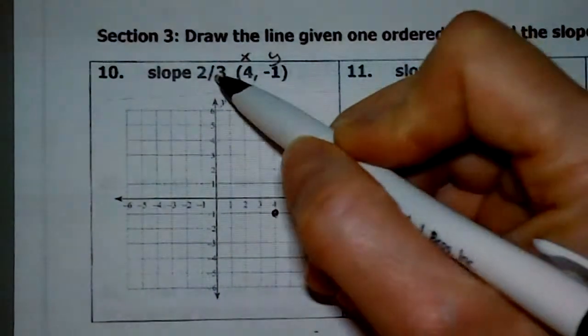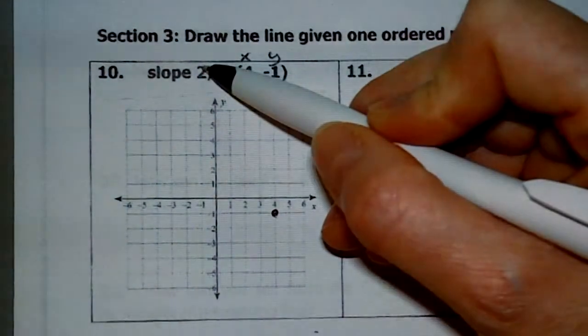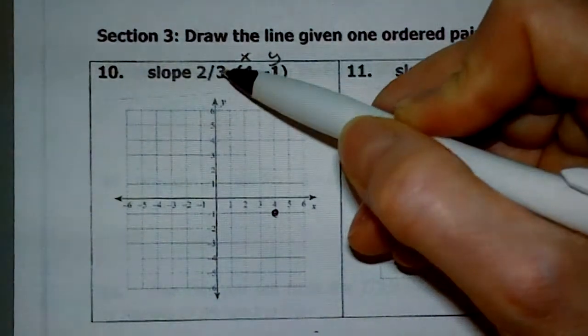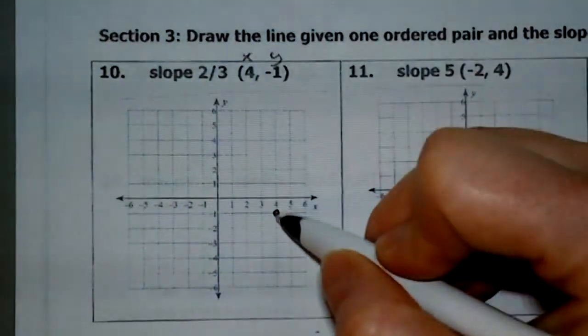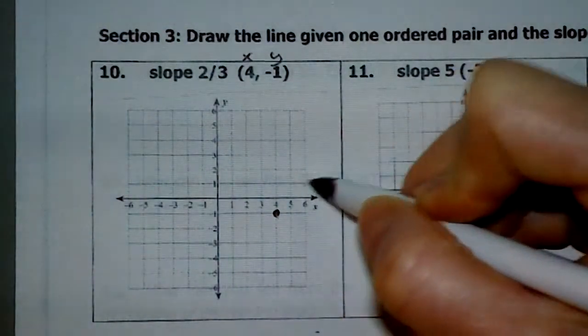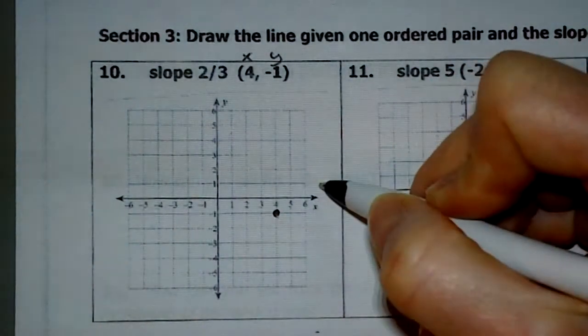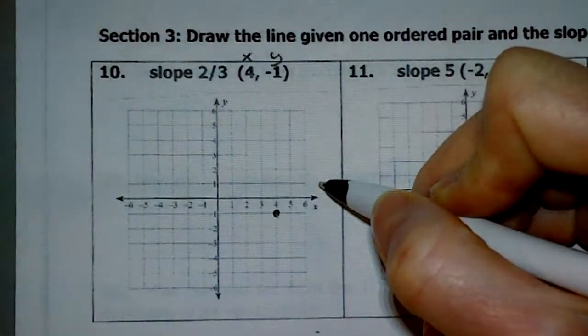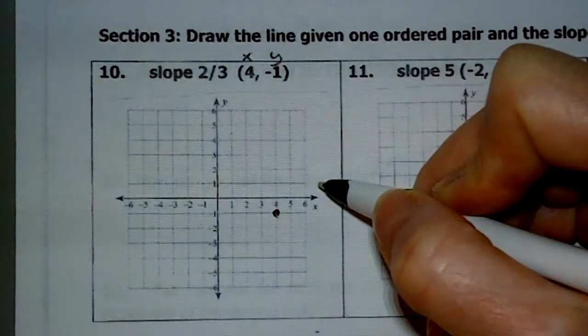If my slope is 2/3, that means my rise is 2 and my run is 3, because slope is rise over run. So from this point, you're supposed to go up 2 and right 3. But do you see how you can't? I don't just want you to kind of guess where it would be. We can't do it that way.